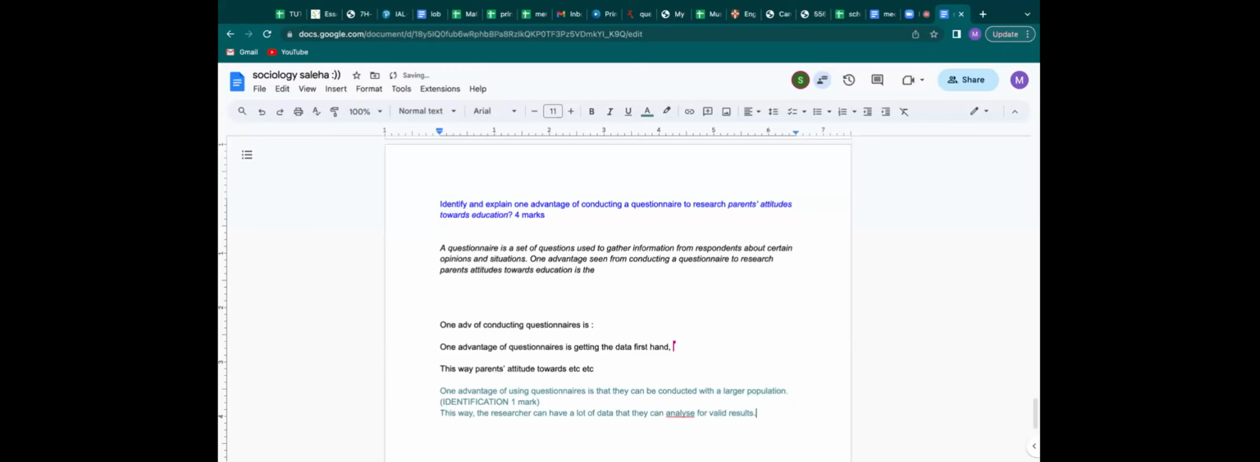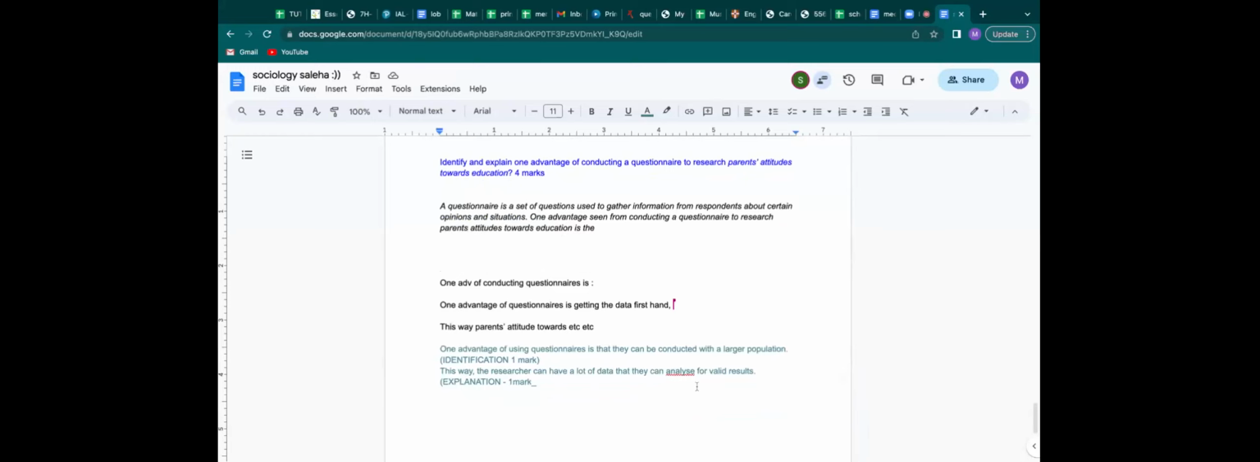Now I have explained my identification. They said identify and explain, so first I identified, then I explained. One advantage of using questionnaires is that they can be conducted with a larger population. I have identified the advantage. Now, what will happen if I have this advantage? What's my benefit? I'll say that this way the researcher can have a lot of data that they can analyze for valid results. That basically means the researcher will have a lot of data. That's the benefit of having a questionnaire with a larger population.